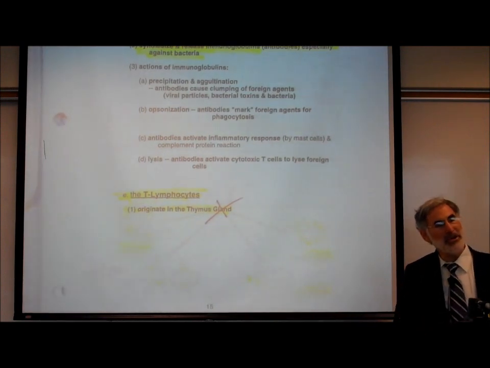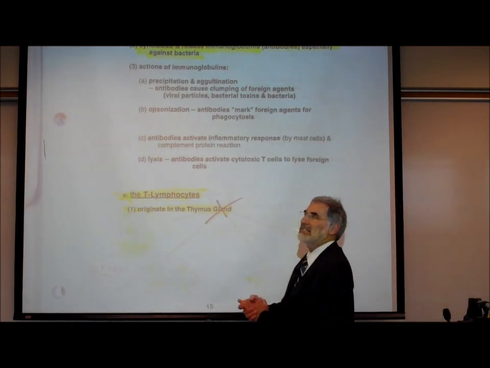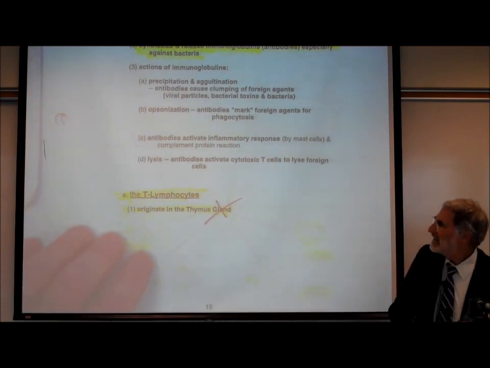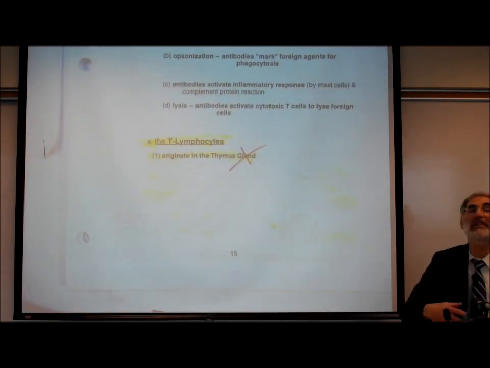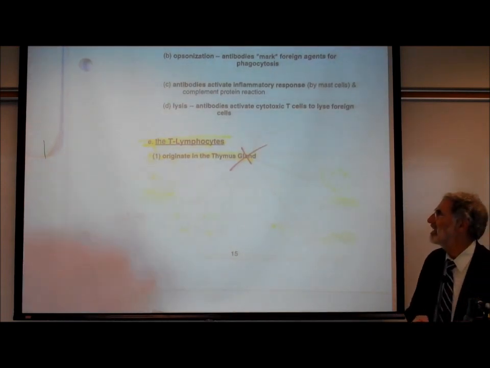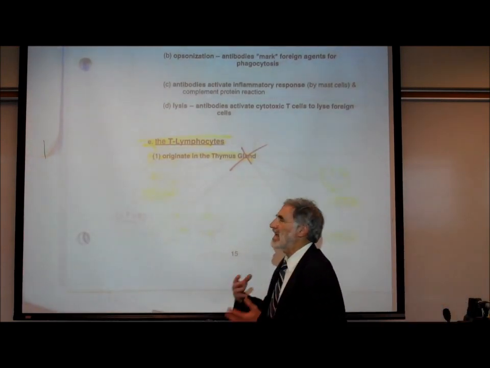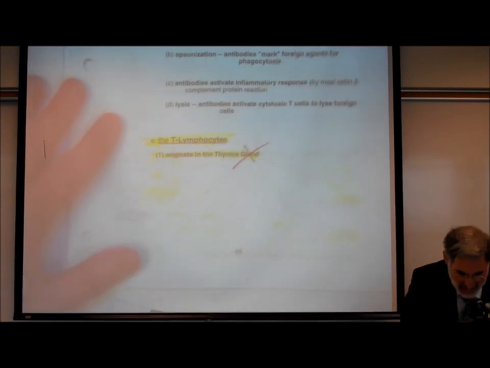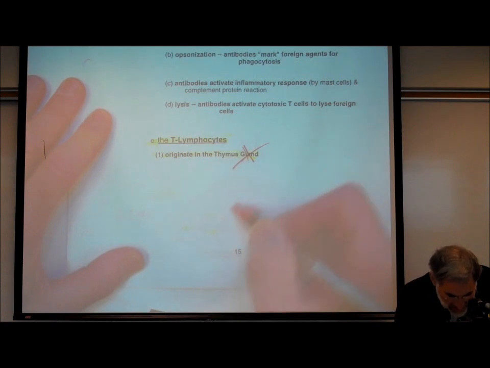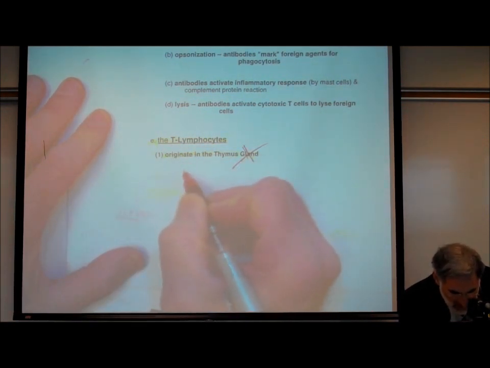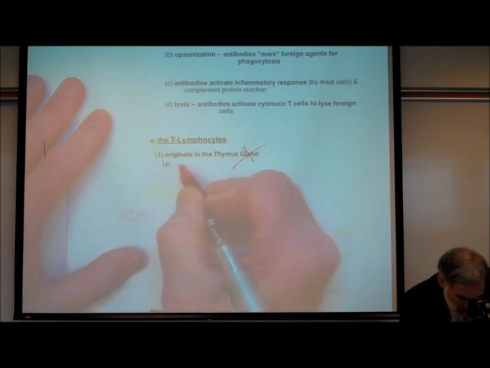Okay, we've been talking about the B lymphocytes, the B cells that produce the antibodies. Now, there was another type of lymphocyte called the T lymphocytes, or T cells. They get that name because they originate in the thymus. And even though I wrote thymus gland, we're going to cross out gland because it's not really a gland. Now, when I say that the T lymphocytes originate in the thymus, I mean in the embryo.